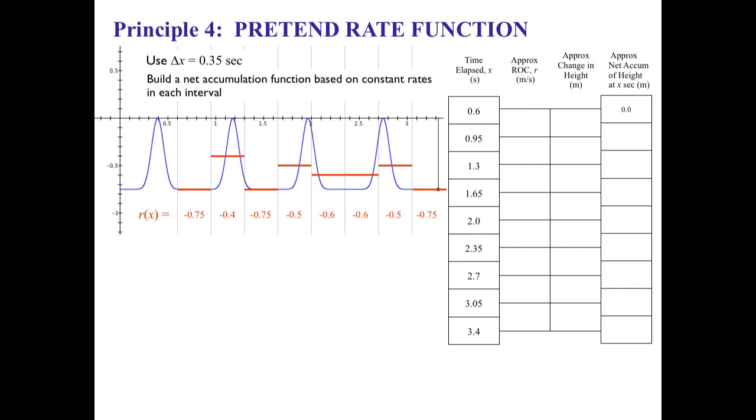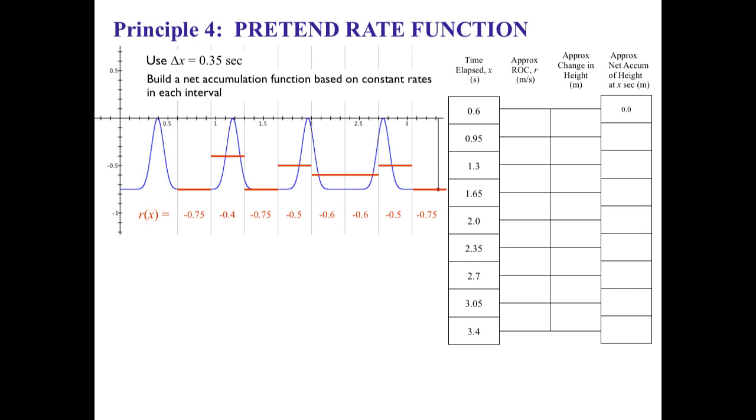So you have this table, and does everyone have the sheet I gave you? It's got 4 columns. It has time elapsed, and that's basically the start of every interval. And then approximate rate of change, the R function, approximate change in height, and net accumulation of height. And that net accumulation of height is our net accumulation function. It's just going to be a set of points, but it's building that net accumulation function at a series of points.